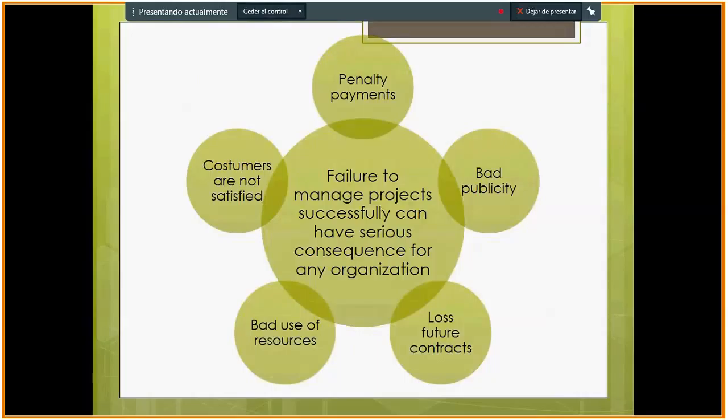Failure to manage projects successfully can have serious consequences for any organization. For example, penalty payments having to be paid to the customers. Bad publicity, for example, in the construction industry. Lost future contracts. Bad use of resources, and customers are not satisfied.